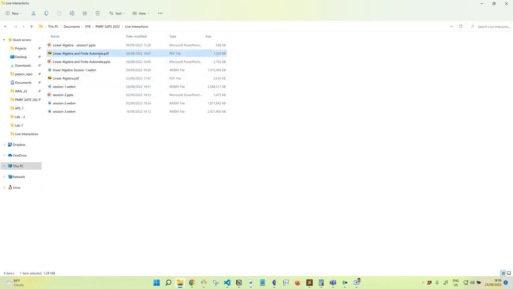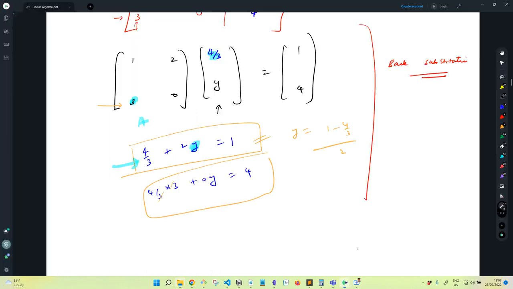Ah, okay. I think this is a wrong PDF. Let me open the right PDF. Oh, I think I did not save the notes last time. Okay. Anyways, let me write the notes now.